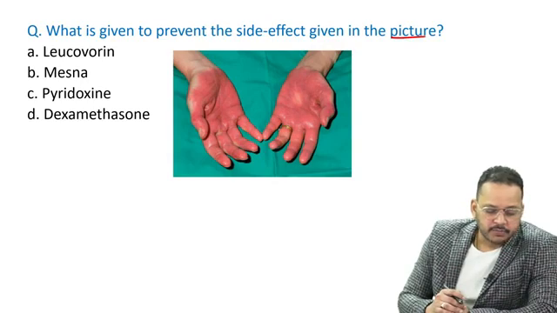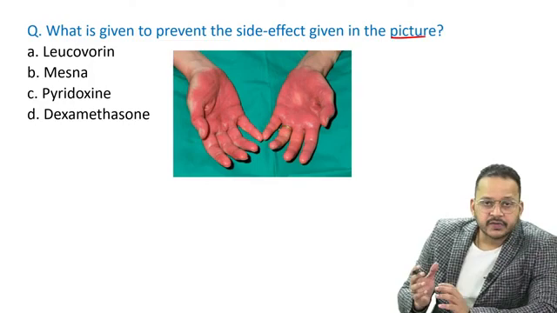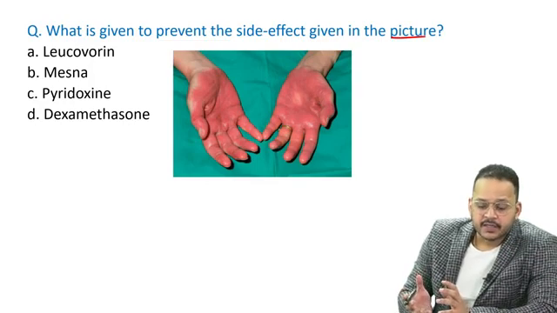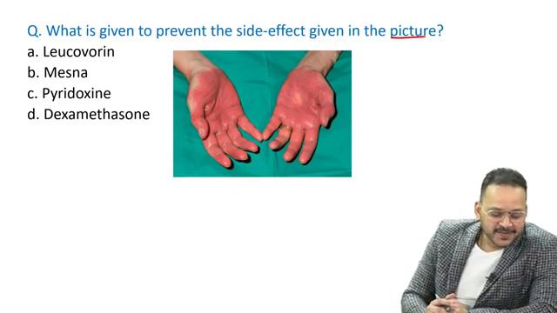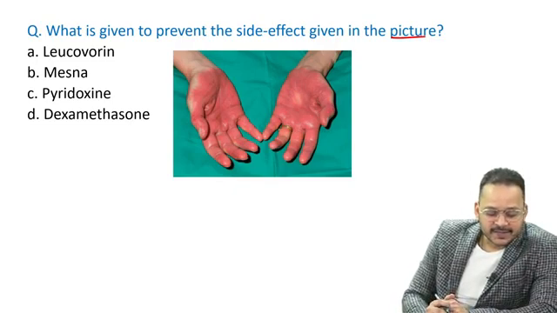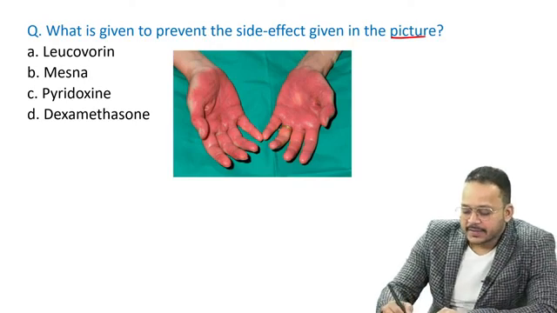Why are you giving B, Mesna, as the answer? Mesna is given in hemorrhagic cystitis. Does this organ look like the bladder to you? What is it, guys? Dexa? No, Dexa is not the answer. You cannot use Dexa everywhere, guys.